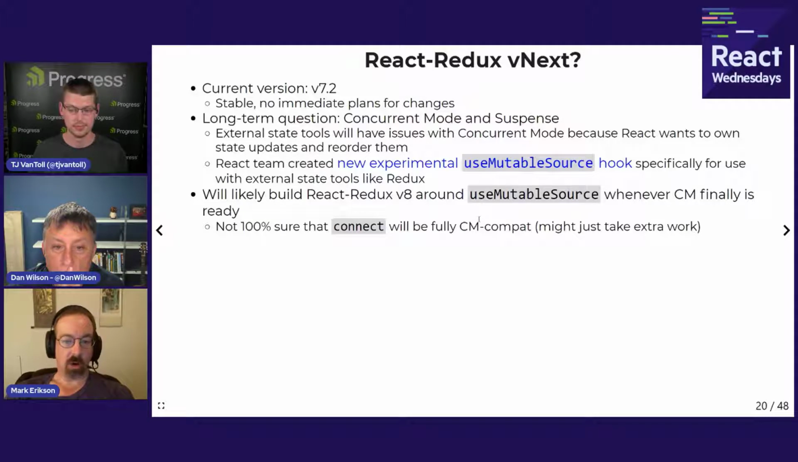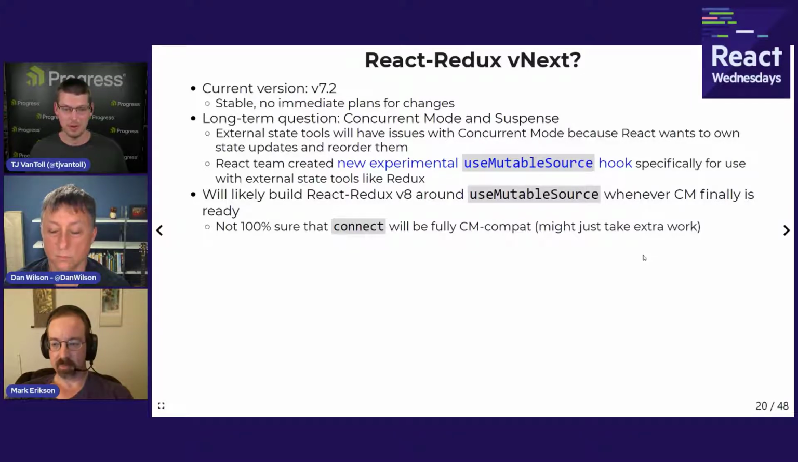So right now, we're on version 7.2. It's stable. We don't have any real plans for immediate changes. Long term, the bigger questions are React concurrent mode and suspense and some of the future React capabilities. We're really waiting on the React team to release some public alpha and beta versions of that functionality to see exactly how we're going to be able to best integrate with that. It's possible there will be some limitations, but we'll do our best to address those once we have some actual code to work with. We might be waiting for a while.